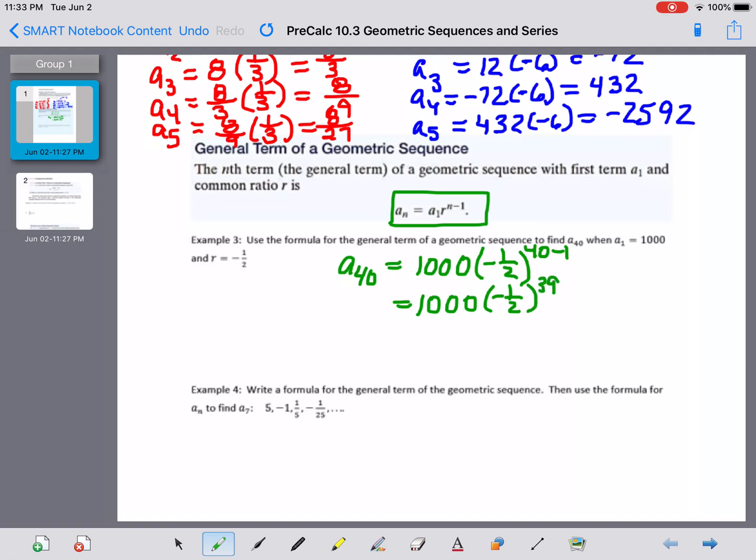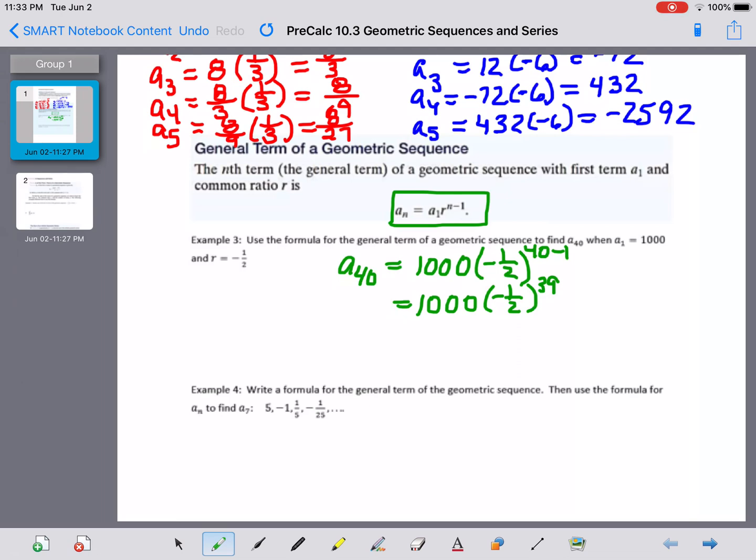Remember, dear Aunt Sally tells us to do parentheses. Well, my parentheses are really just holding in that negative 1/2. But then the next rule is exponents. So we need to take care of that exponent before we do any multiplication. So go to your calculator and put this in parentheses, because otherwise it'll lose that negative and you'll be in trouble. Negative 1/2, and you're going to take it to the 39th power.